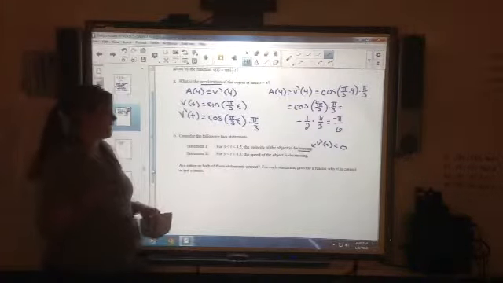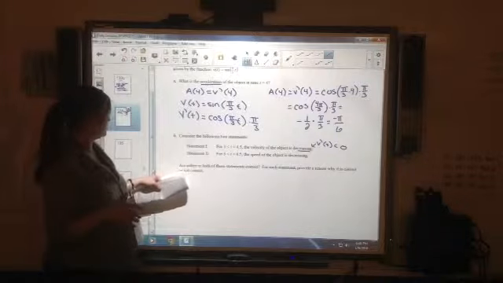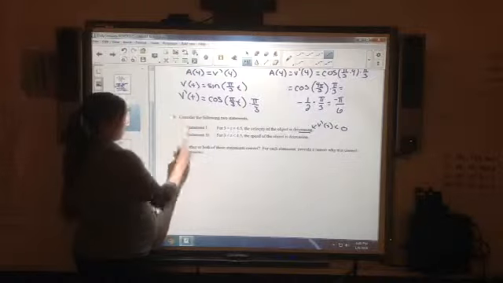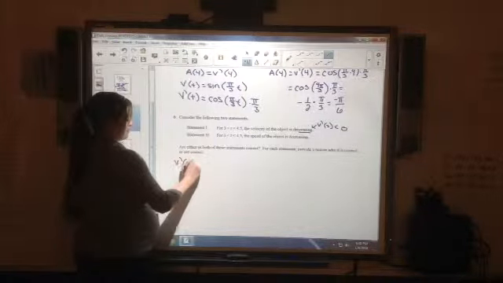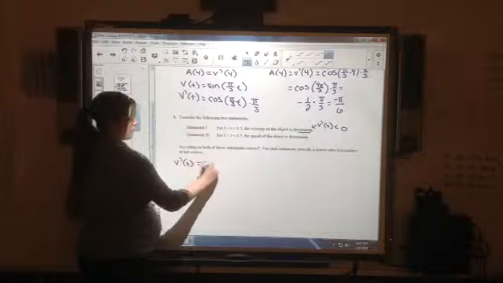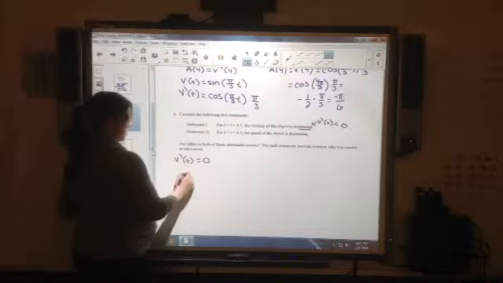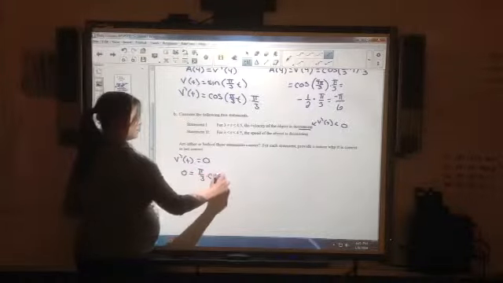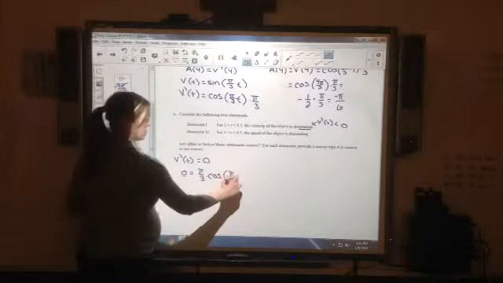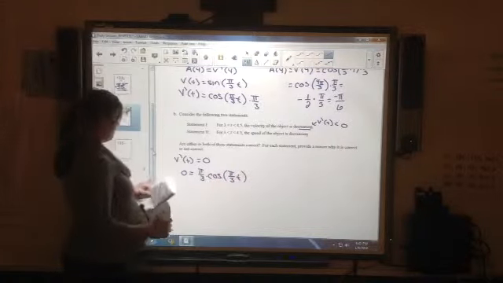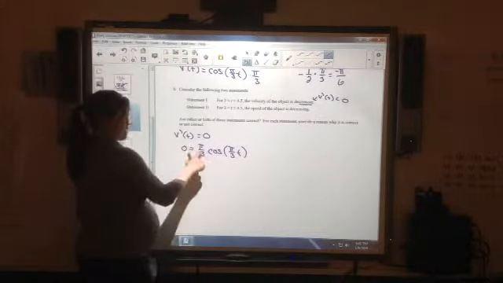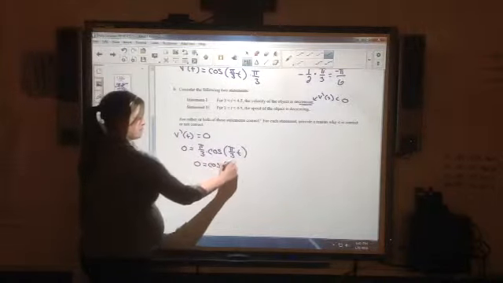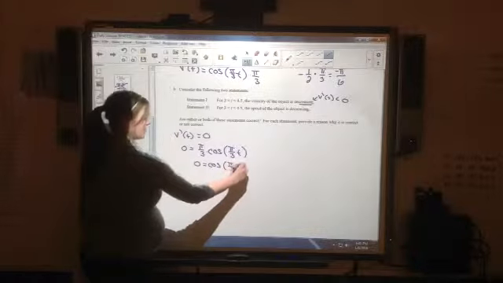Well, I hope that you're thinking, I can make a chart, because it's a good way to go. So what I would do is figure out where v prime of t is equal to 0. So 0 is equal to pi over 3 times cosine of pi over 3 t. I'm going to get that pi over 3 out of there first, because I can divide on both sides. I get 0 is equal to cosine of pi over 3 t.